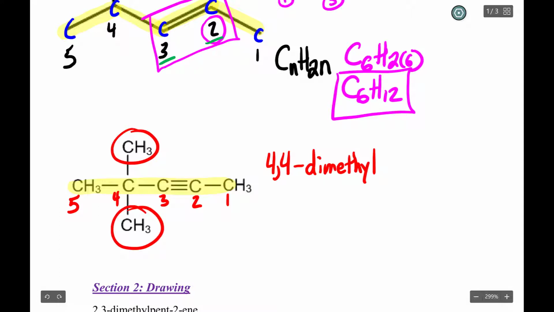Again, this is a pent, so this would be pent. And then I have to give the location of the yne. So it is on the second carbon, so pent-2-yne.